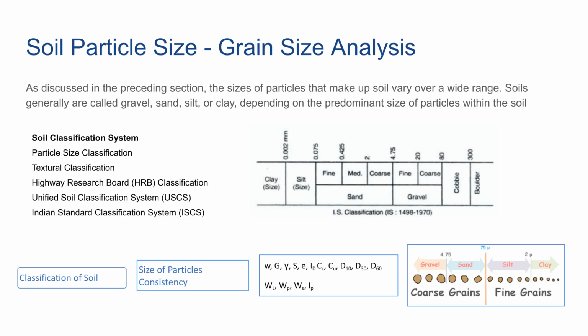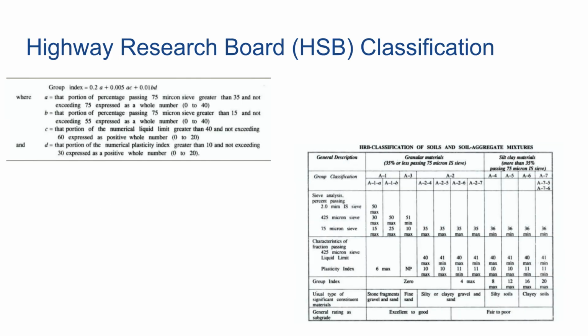Soil classification systems include particle size, textural, Highway Research Board (HRB), Unified Soil Classification System (USCS), and Indian Standard Classification System (ISCS). Consistency and various soil parameters are also used for classification. The Highway Research Board, or HRB classification, categorizes soils and soil aggregate mixtures using sieves and characteristics like liquid limit and plasticity index, assigning a group index to aid in subgrade evaluation.